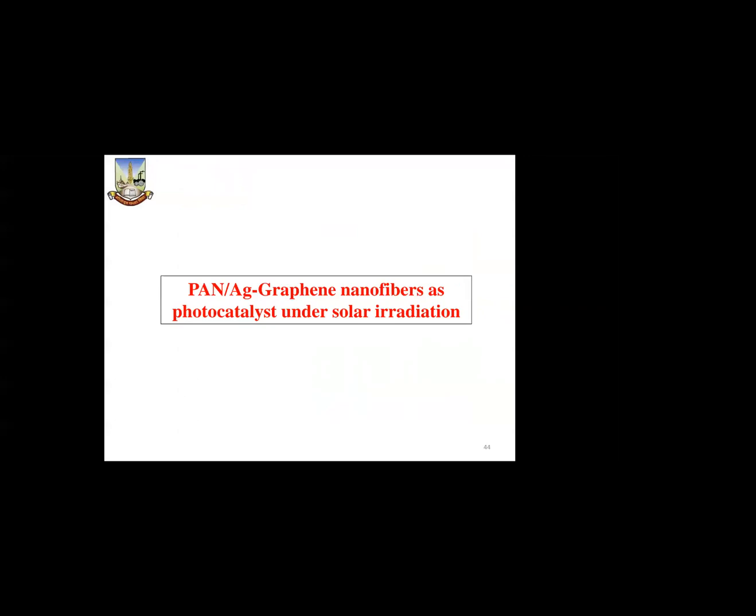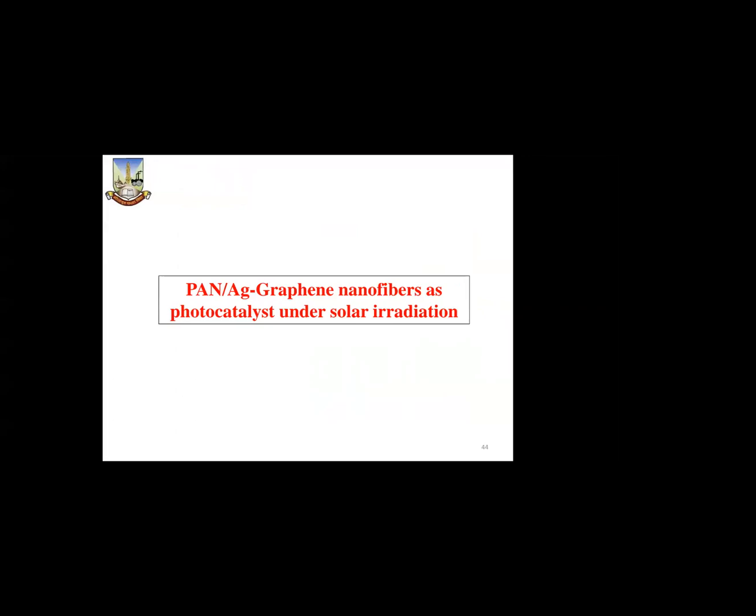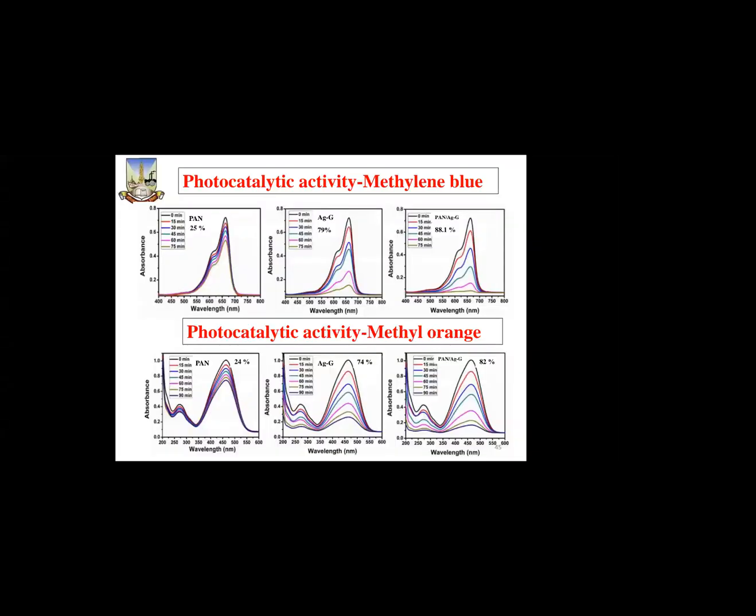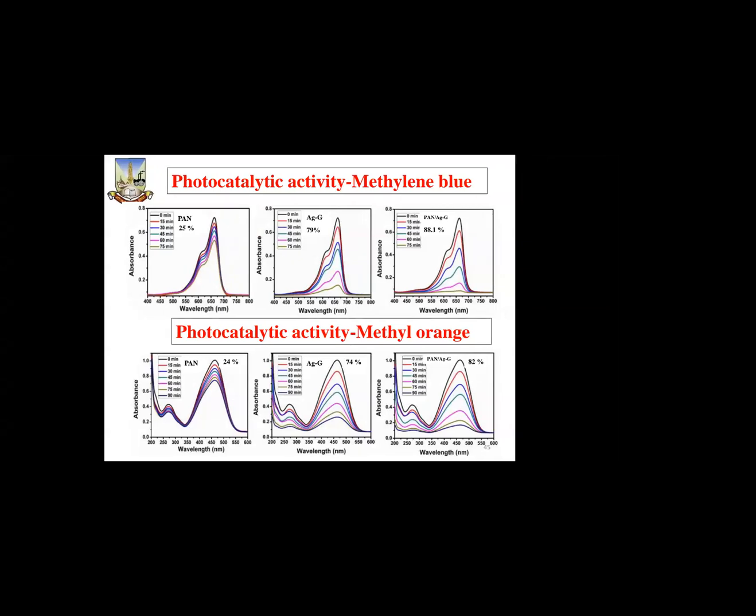Now, next, PAN-Ag graphene nanofiber as a photocatalyst under solar irradiation. This is the application we are studying. We have used methylene blue here. In the methylene blue, PAN and silver graphite nanoparticle show degradation from 25% to 79%, but upon decoration of silver graphite nanoparticle over the surface of the PAN, it shows 88.1% degradation.